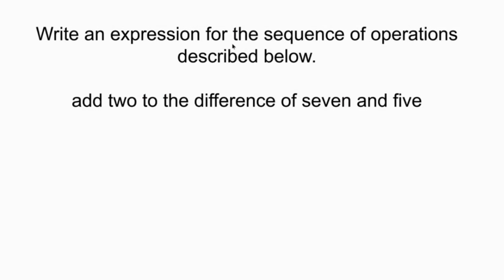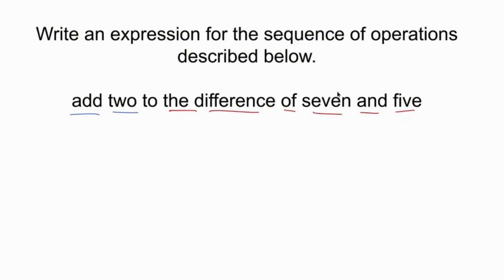Write an expression for the sequence of operations described below. Add 2 to the difference of 7 and 5. Looks like we're doing two different things here. We're adding 2 to something, and what we're adding 2 to is the difference of 7 and 5.